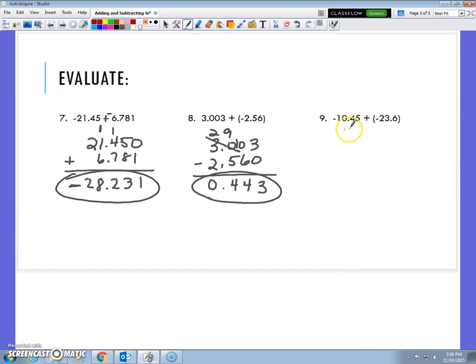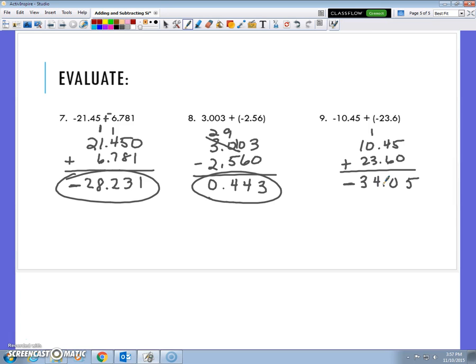And last but not least, once again, this is a nice one for us because it's the same sign, so we can add and we can keep the sign. So I'm going to take my 10.45 plus my 23.6. I'm going to add a 0 for a placeholder, and I just need to keep my sign. So I need to know my outcome is going to be negative. 5, 0, carry the 1, 4, 3. Negative 34.05. And that's it.